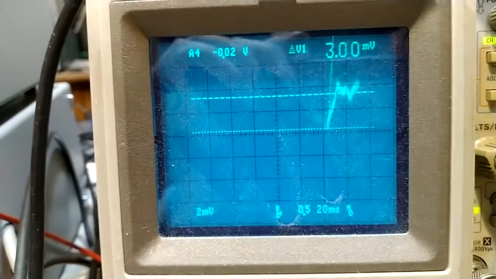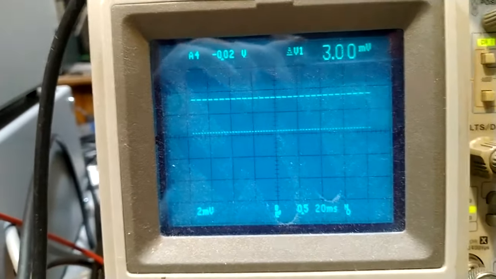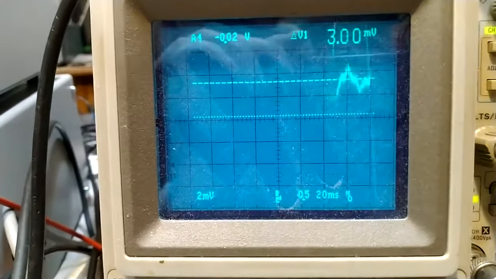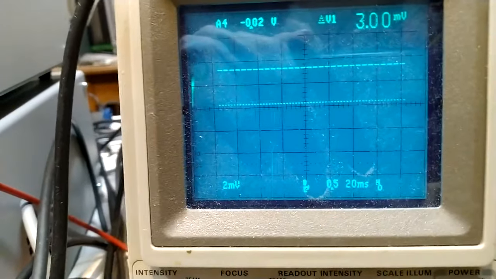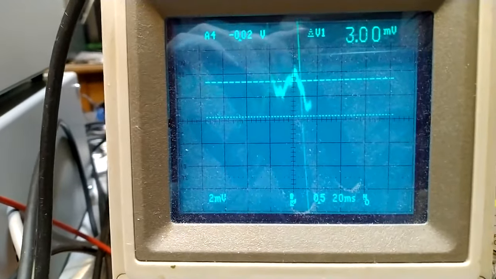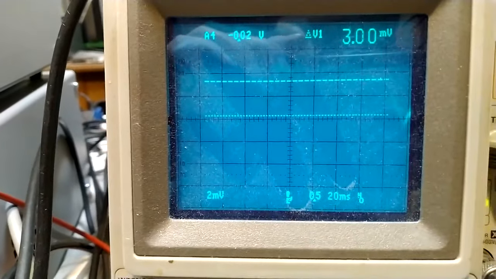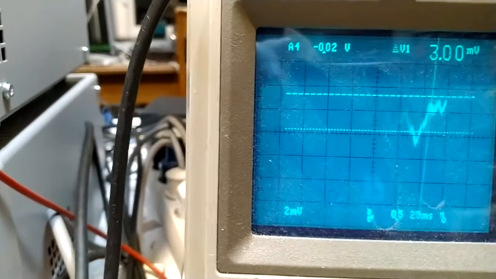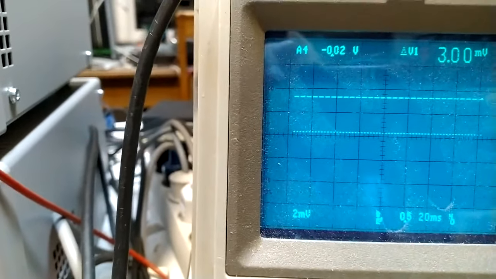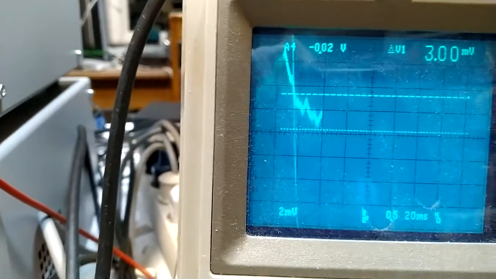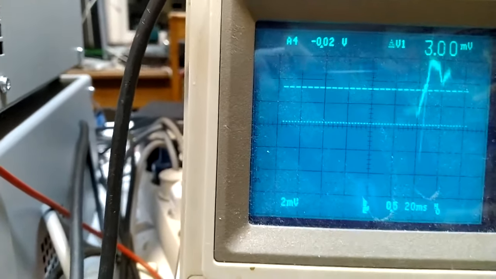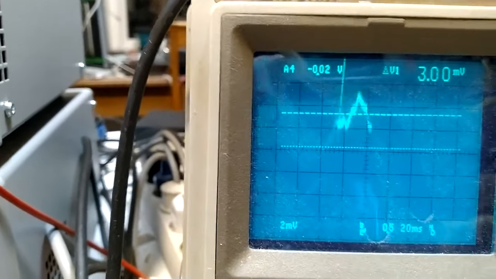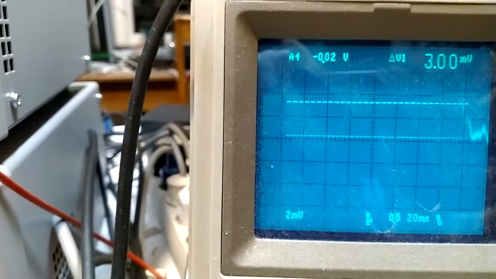One trace is channel 4, which is the trigger input. And the other trace is channel 1, which has a signal that is magnified by 10 times in amplitude. It comes from the output of channel 2. And it's hard to see the signal because of all the 50 hertz, but it is in the order of 3 millivolts, which means 300 microvolts at the point going into the box.